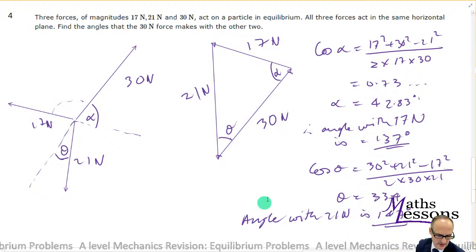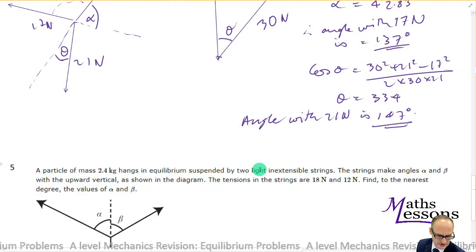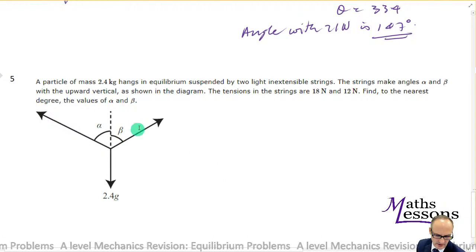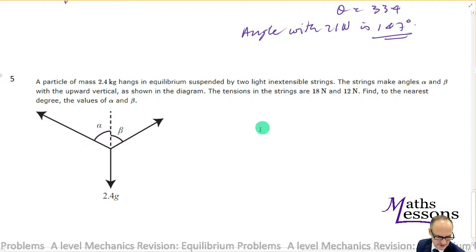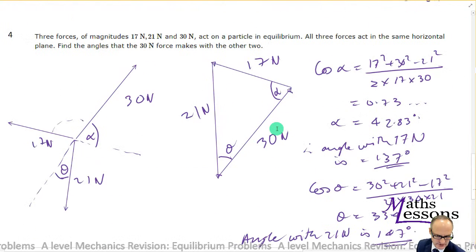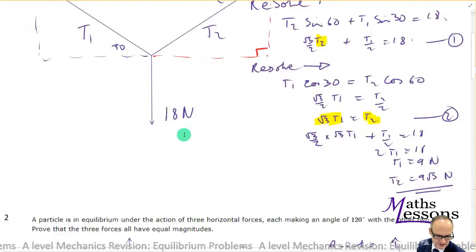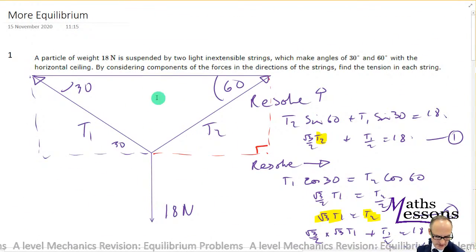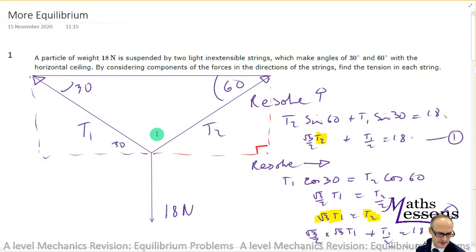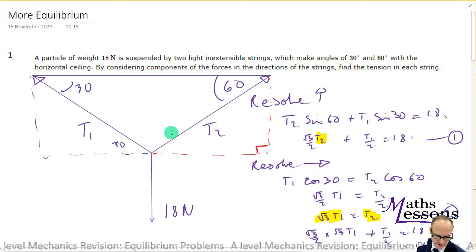Anyway, there's only one more question to do on the sheet. If you want to have a go at this one, I would advocate doing it pretty much the same way as you do this one, or you could try doing it the same way as I did this question. It's just going to have different unknowns in it. You can do it the same way as I did question 1.